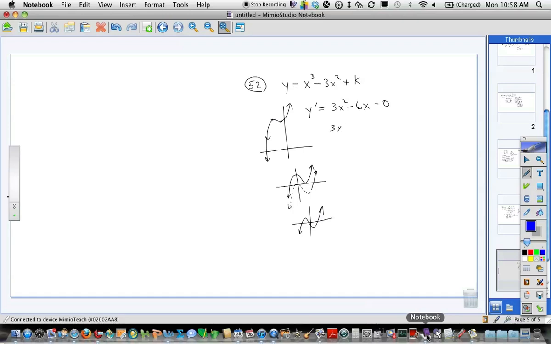We factor out a 3x. We get x minus 2. So one of them is at x equals 0, and one of them is at 2. Correct? So now what?